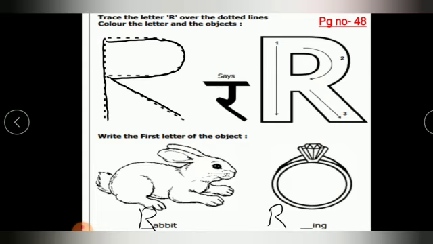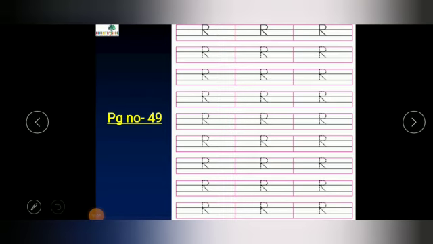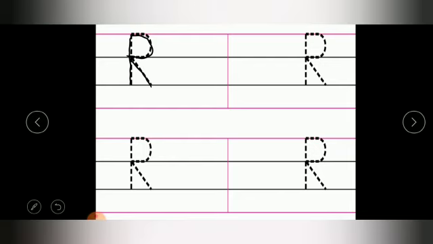Okay, now next. Now after completing page activity page, open page number 49. Children, here you have to trace capital letter R. Here I'll show you. So first is standing line, then on the dotted lines, curve, and then slanting line. Okay, again, first is standing line, then again from the up to the middle, curve, and then slanting line.